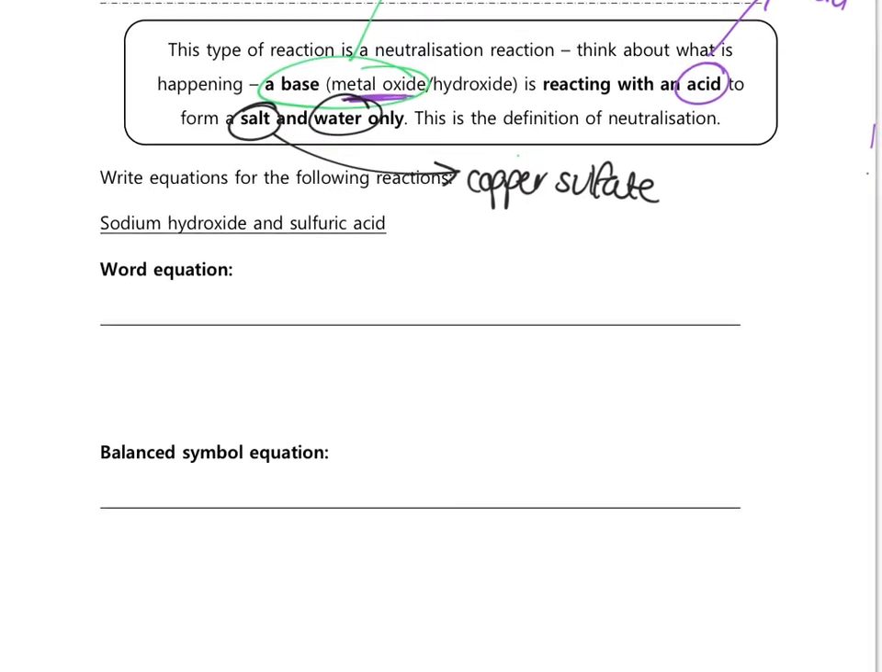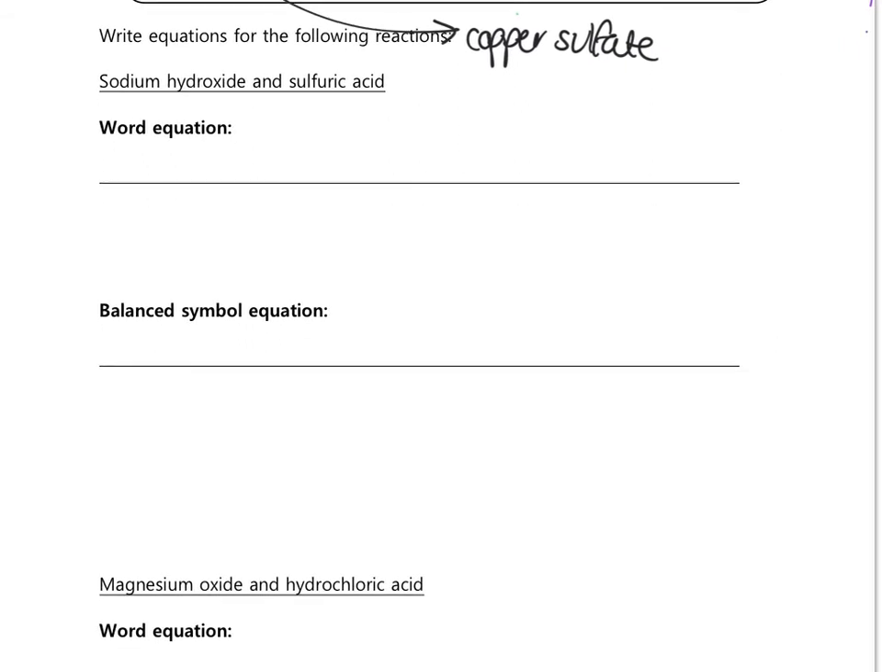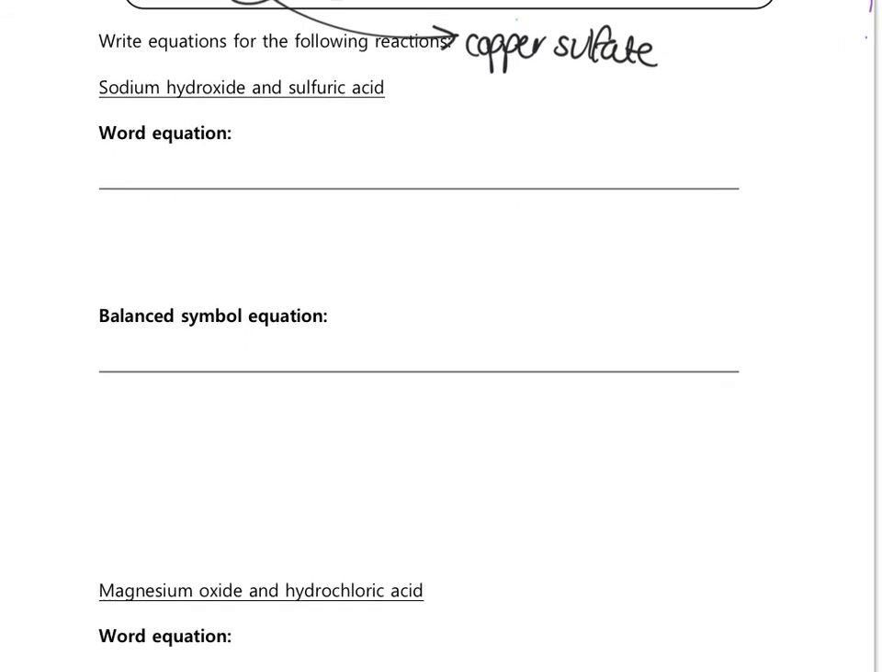So the first one we have is sulfuric acid and sodium hydroxide. So the first thing I need to do is write my word equation. So I've got sodium hydroxide first of all.